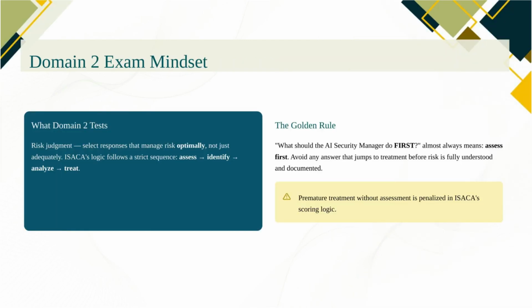Here are the traps for risk assessment scenarios. Using CVSS scores alone to prioritize AI vulnerabilities. CVSS is a general vulnerability scoring system that doesn't account for AI-specific risk context. It's insufficient on its own. Accepting risk without formal risk owner sign-off. Risk acceptance is a formal governance decision, not an informal one.